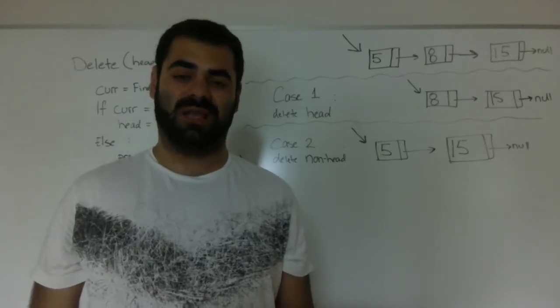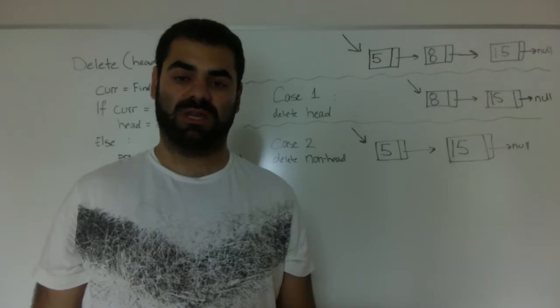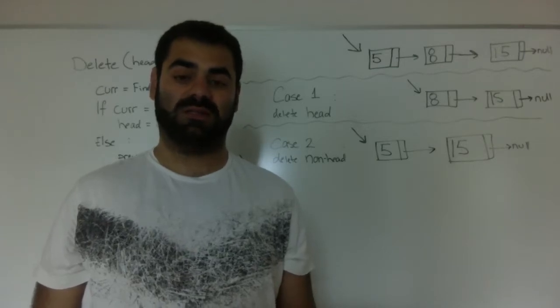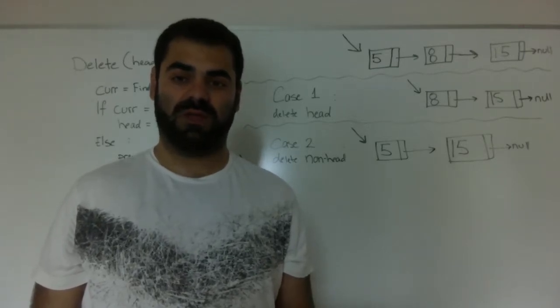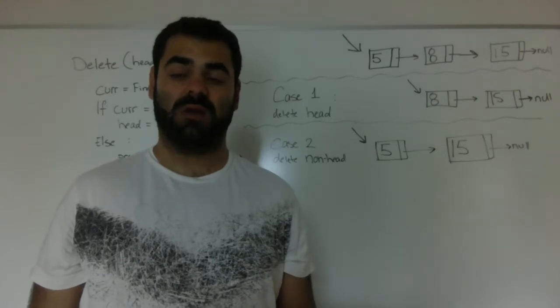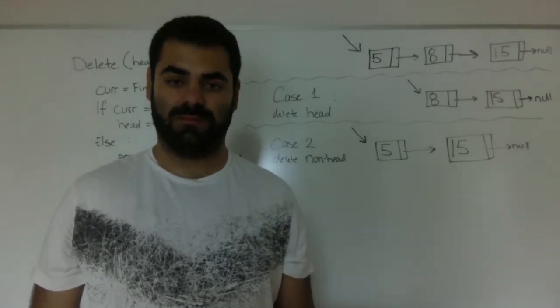The second case is what if we were deleting an internal node or a non-head node. Let's say we were deleting 8. The picture that we have under case 2 shows that the head of the list is still 5, but the next pointer from that element, instead of pointing to 8, now has jumped and pointed to 15.